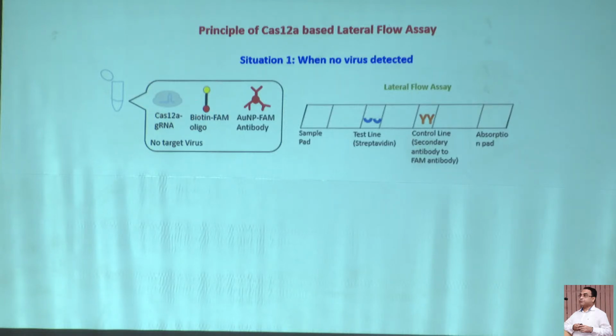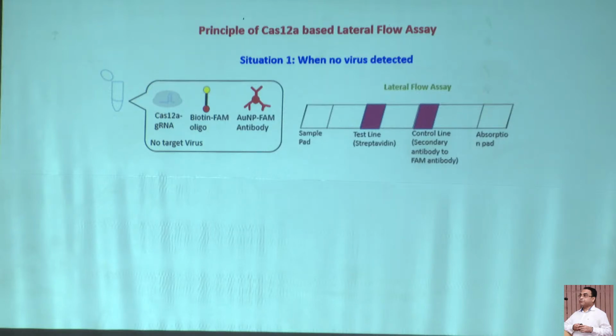The basic principle of this technology is Cas12 with gRNA, and in this case, for the DNA molecule, instead of fluorescence and quencher, we are adding biotin and FAM to the nucleic acid, and we are using a gold nanoparticle conjugated FAM antibody. When there is no virus, on the lateral flow strip we have streptavidin at the test line, which can bind the biotin, and at the control line we have a secondary antibody, the anti-antibody of the FAM antibody. When there is no virus, there is no cutting, so this intact molecule will go and bind at the test line, and the AuNP FAM antibody will bind there. The excess AuNP antibody can also go and bind at the control line.